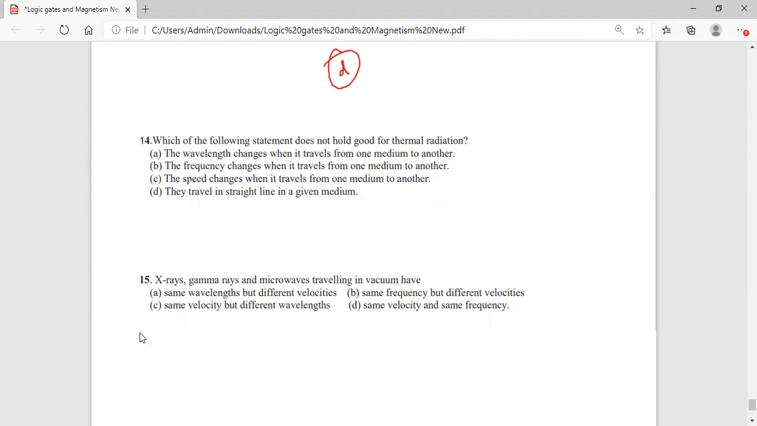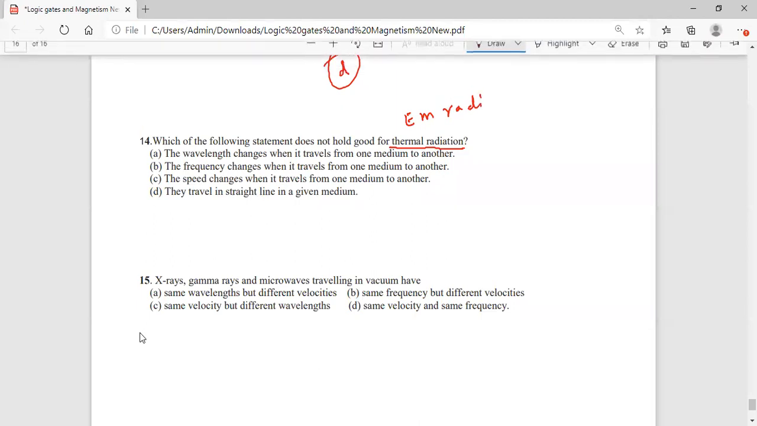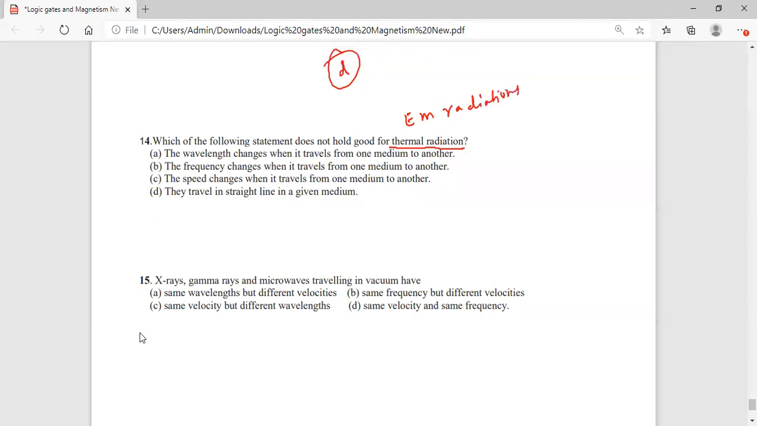Next, the 14th. Which one of the following statements does not hold good for thermal radiation? Thermal radiations are electromagnetic waves, so they obey all the properties that electromagnetic waves obey. The wavelength changes when it travels from one medium to another. Correct. When any wave travels from one medium to another, the wavelength changes. The frequency changes when it travels from one medium to another. Wrong.